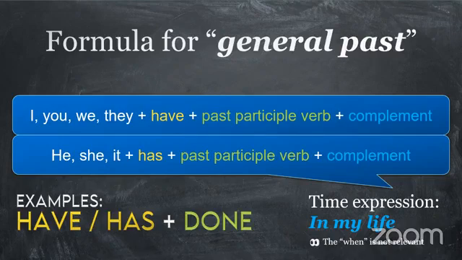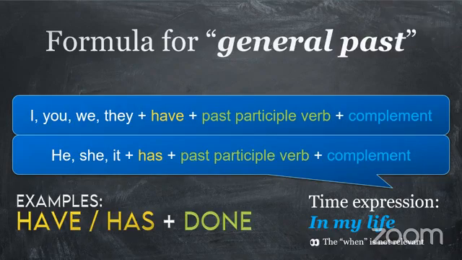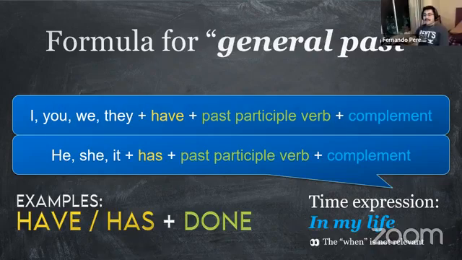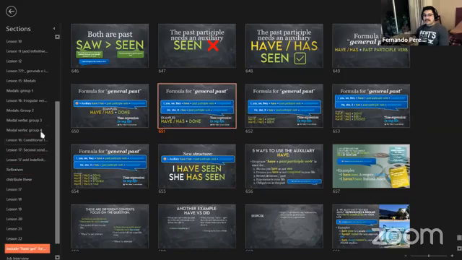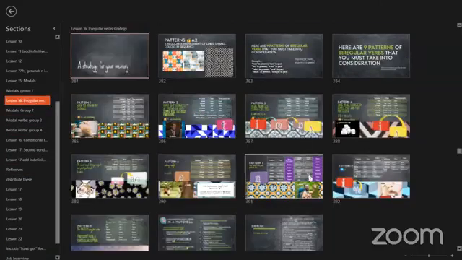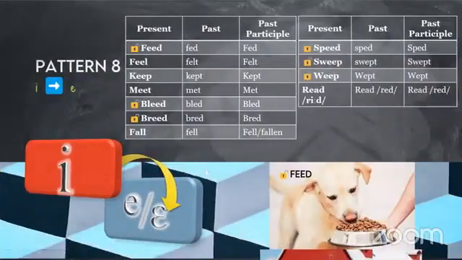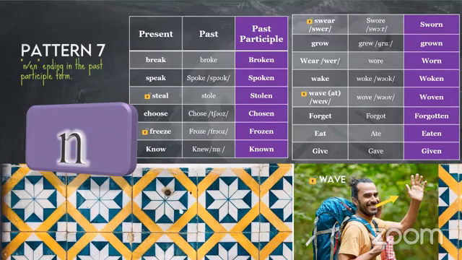How do you say "know" in the past participle? No, "know" is irregular. "New" is the simple past. The past participle is "known". Excellent, known. It is pattern number 7: know, knew, known.